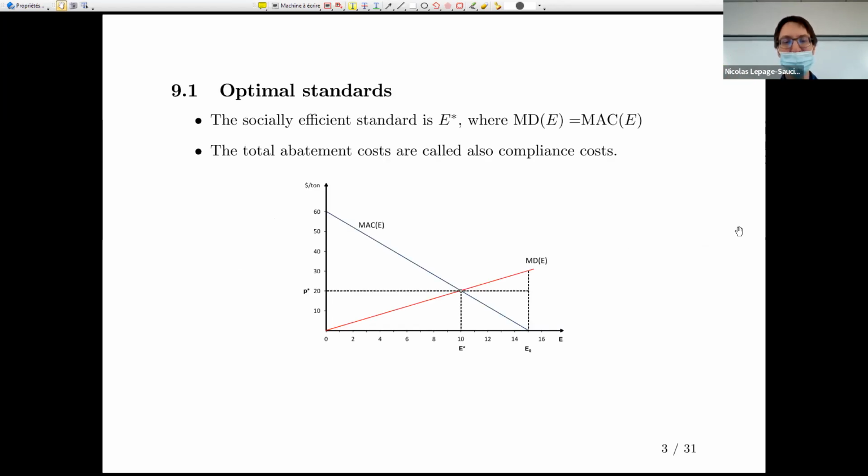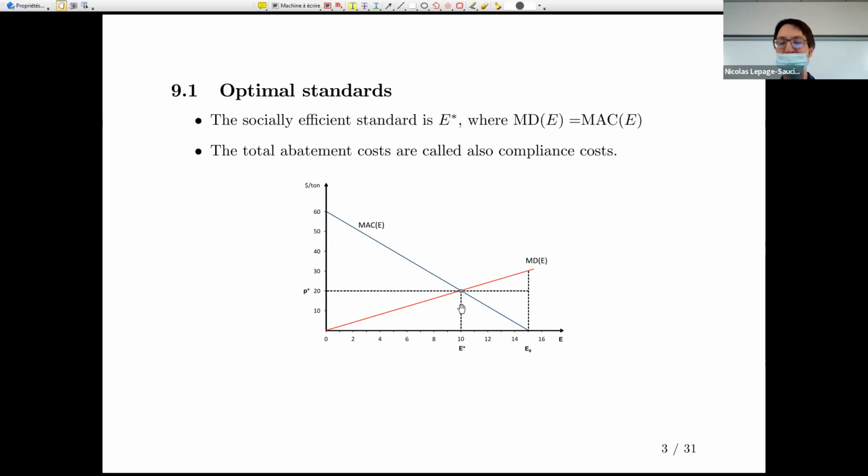So what are the optimal standards? Well, you're not going to be surprised that the optimal standard is when the marginal damage equals marginal abatement cost, if everything is under control. So you should just say, yes, in this case, I'm the government and I decide that 10 is the maximum emission you're allowed to have. And of course, firms are going to emit exactly 10.